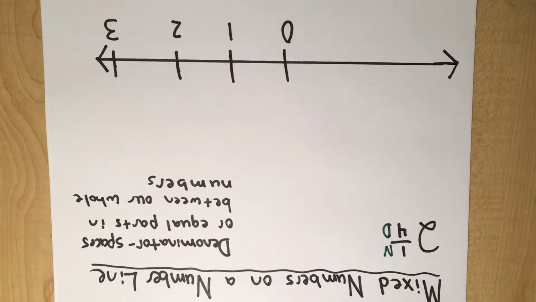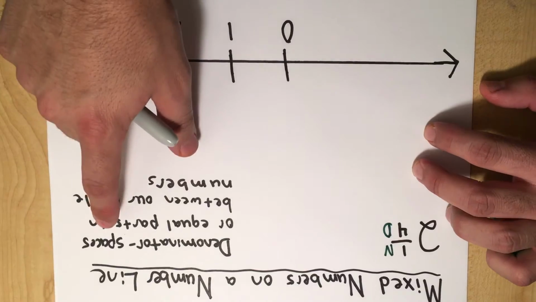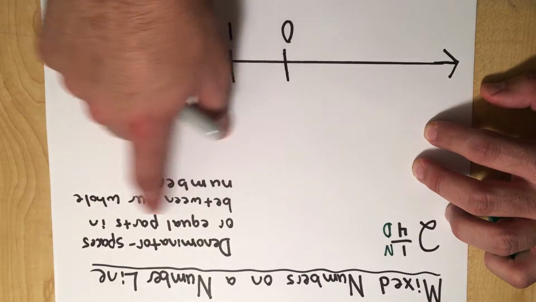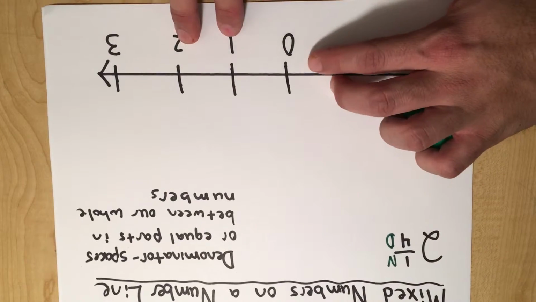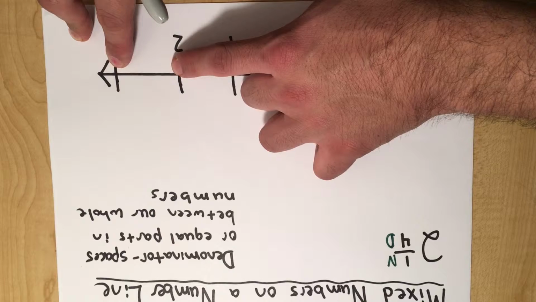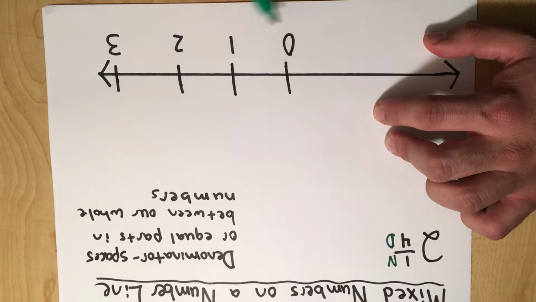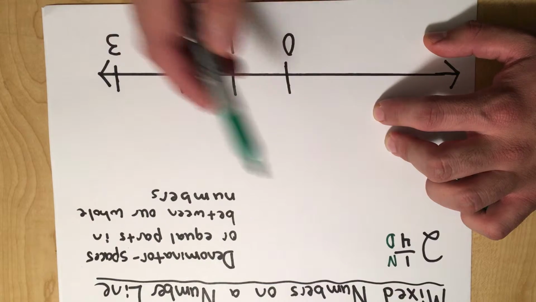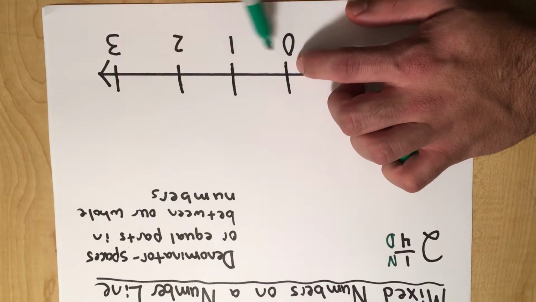So we see our denominator is 4, which means there should be 4 spaces, or equal parts, in between our whole numbers. Every single one of these represents a whole number: 1 whole, 2 whole, and 3 whole. So we should divide between our whole numbers into a total of 4 equal parts, right? Because our denominator is telling us that, in between each whole number.